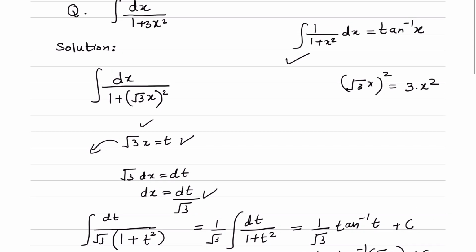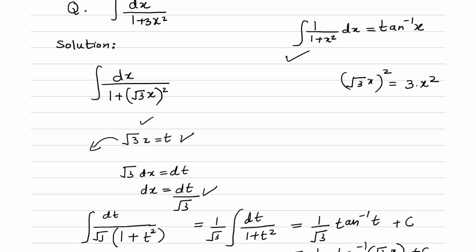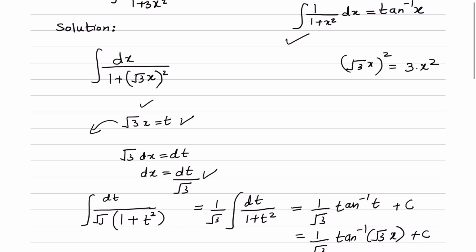This is how we solve this kind of question. We first rewrite our question so that it can be in the form 1 over 1 plus x square, and then we make the substitution.